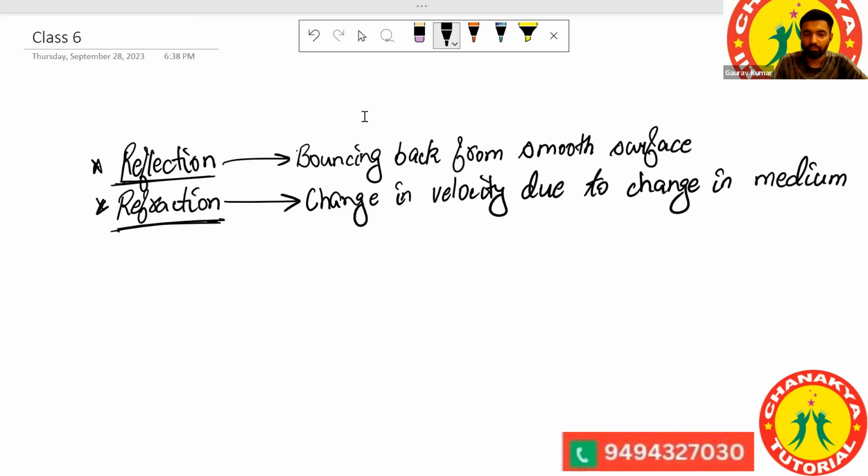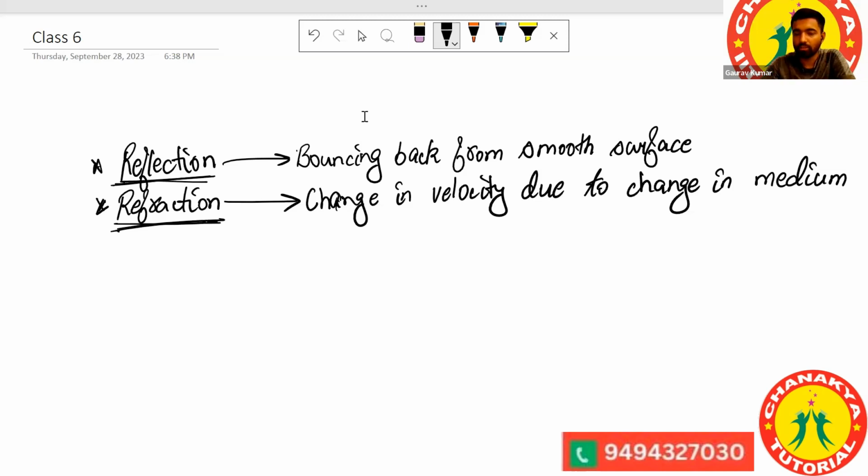So we were talking about refraction. So there is change in velocity due to change in medium. Don't worry if you don't get this right now. It will come in later. But there are two phenomena. One is reflection and one is refraction. So reflection is something you observe in your daily life, like in a mirror.